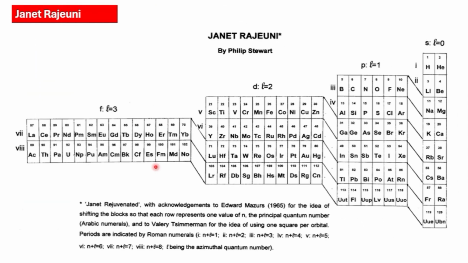Next one is Janet Rajuni. This is also another kind of block periodic table, and you have S blocks here, then we have P blocks here, then we have D blocks, and then we have F blocks.